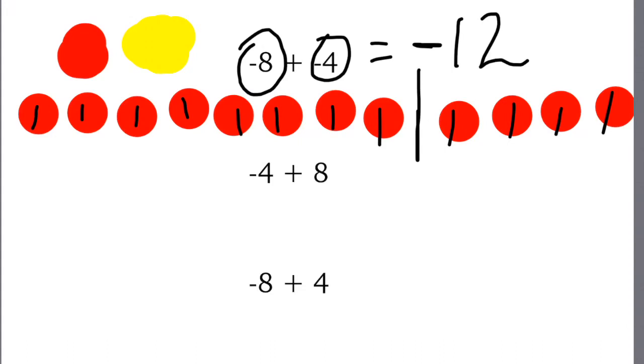The next one gets a little bit trickier because we are doing -4 plus 8. So we have one negative number and one positive number. Let's pause the video and try it on our desk.